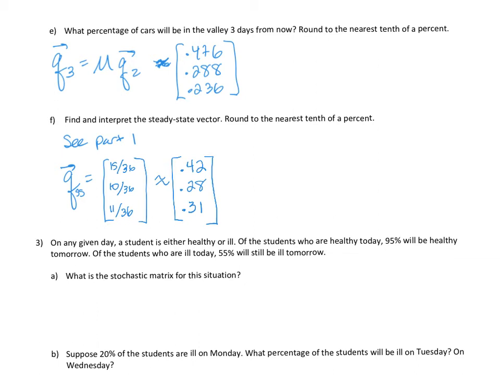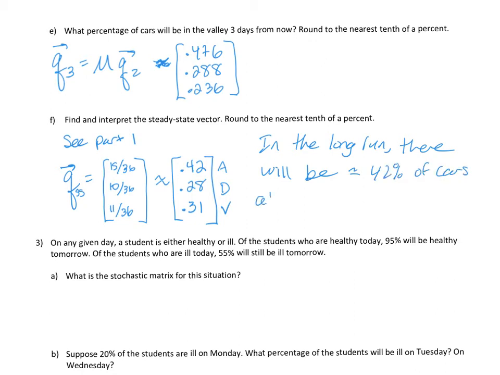So to interpret, this is airport, downtown, valley. So in the long run, after many days, there will be about 42% of cars at the airport, about 28% downtown, and about 31% in the valley.